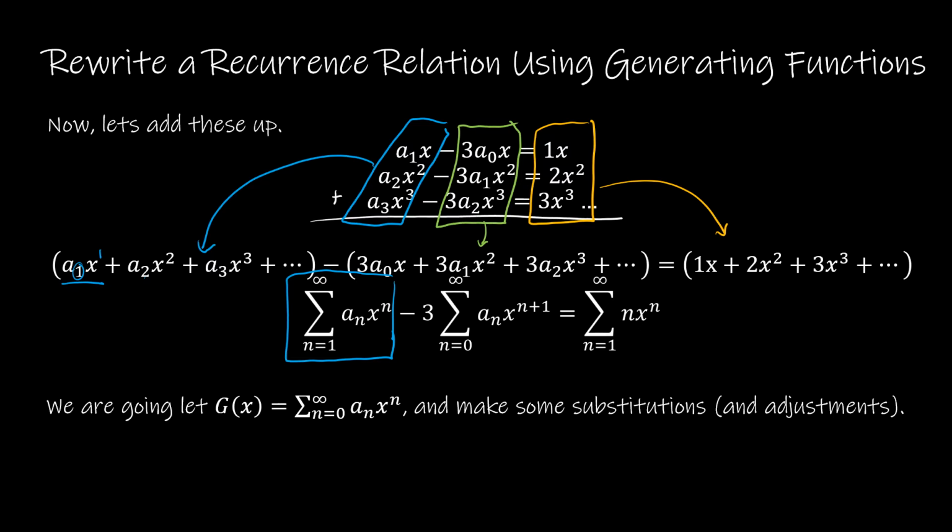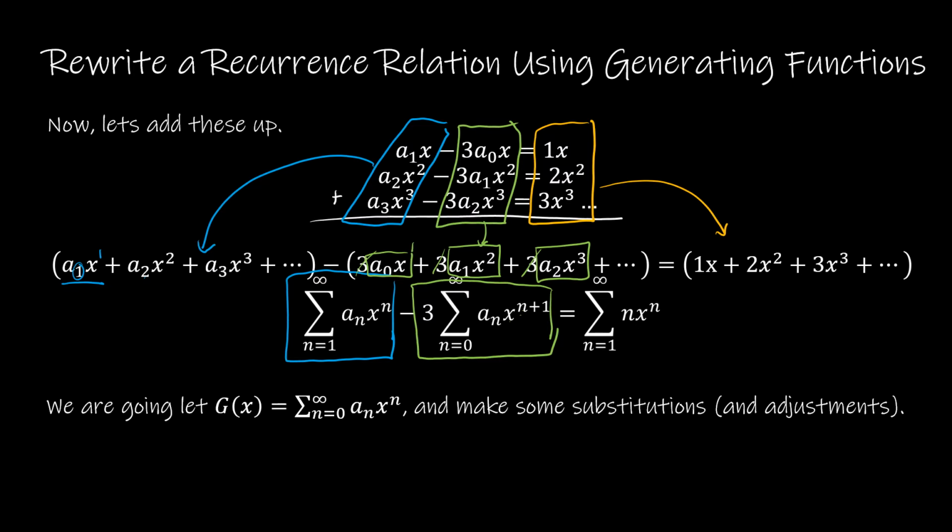Then I look at my second set of terms. I've got a 3 that I can factor out of everything, so the 3 comes out front. Now I have the summation of a sub 0 x to the first, a sub 1 x squared, and a sub 2 x cubed. That n value isn't quite lining up. I'm starting with n equals 0 and a sub 0, but that first exponent is 1, so that means it's x to the n plus 1. So this all represents my second series.